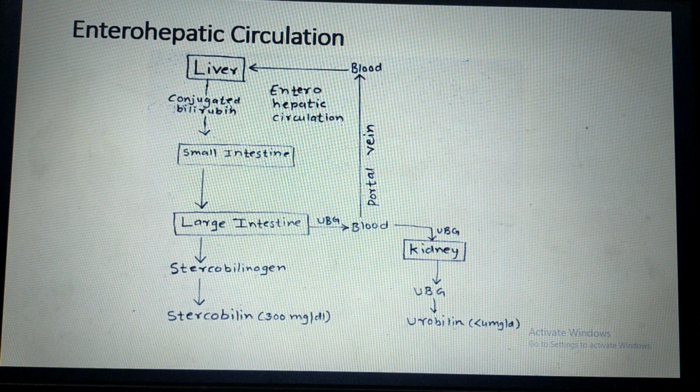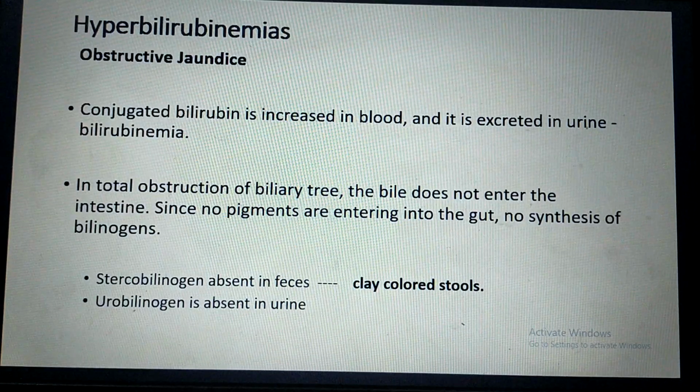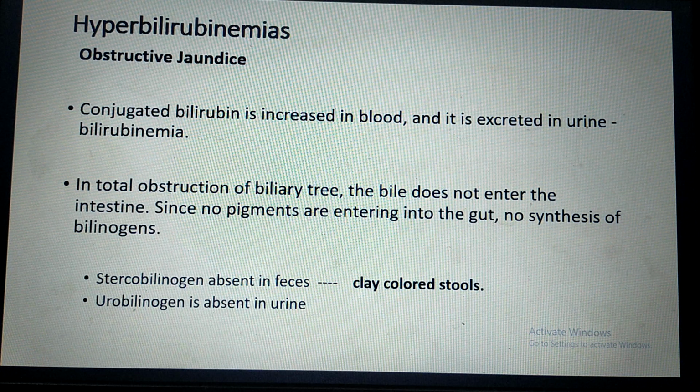After conjugation, the liver excretes the conjugated bilirubin into the bile. Through the bile, it comes to the small intestine. From the small intestine, it goes to the large intestine. In the large intestine, bacterial flora is present. These bacterial flora convert the conjugated bilirubin into stercobilinogen and urobilinogen. As there is obstruction to the flow of bile, conjugated bilirubin in obstructive jaundice does not reach the large intestine, and urobilinogen and stercobilinogen are not synthesized. Due to absence of stercobilinogen in the feces, the color of feces changes to clay colored stools, and urobilinogen is also absent in urine. It is again a clinical case.